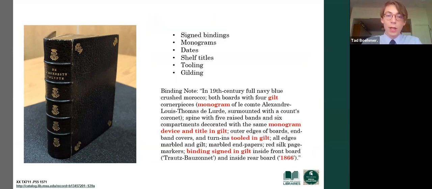So taking the binding as a whole now, we will utilize the Thesaurus and employ several of the terms to describe it. We've got signed bindings, monograms, dates, shelf titles, as the title is lettered on the spine, as you can see, tooling, and gilding. In the MARC record I created with the help of the dealer's description, for you MARC fluent catalogers, this is a 563 local binding note. I describe all of these features, but of course there I go into a different kind of detail and discuss these various points of evidence in a more narrative fashion, elaborating when necessary and calling out specific individuals as appropriate.